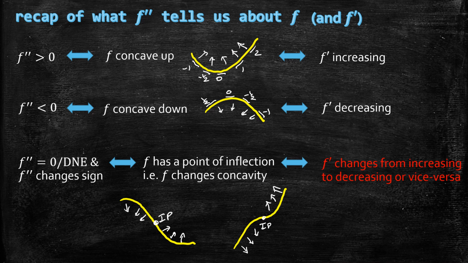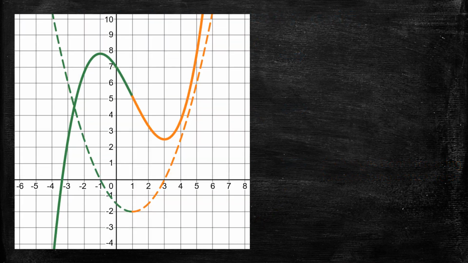So I'm going to call up the graph of f and f prime from before, and now we're going to get f double prime into the picture. Remember that f double prime is the slope of f prime. So we see that for the green section of f prime, all along here, f prime is decreasing, which means that f double prime is going to be negative.